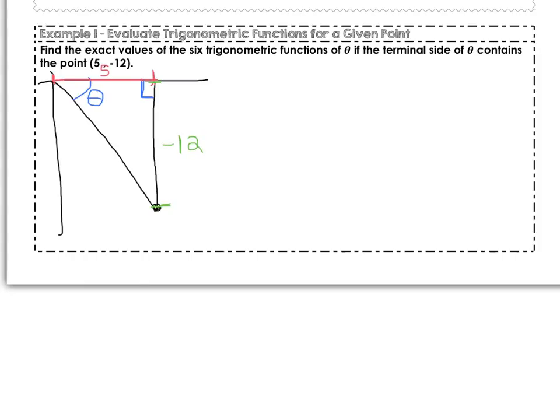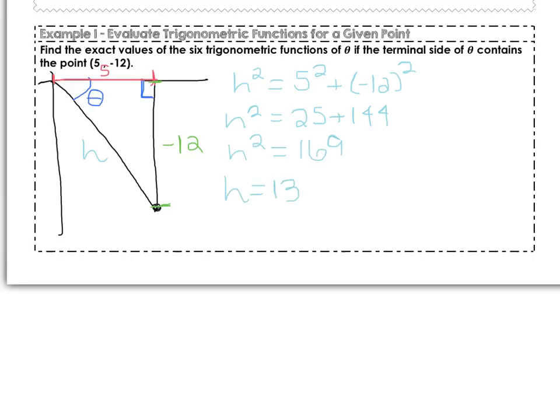All right, so now we can use Pythagorean theorem to identify the hypotenuse. h squared is equal to 5 squared plus negative 12 squared, so h squared is equal to 25 plus 144. So h squared is equal to 169. If we take the square root, we get that the hypotenuse is 13.